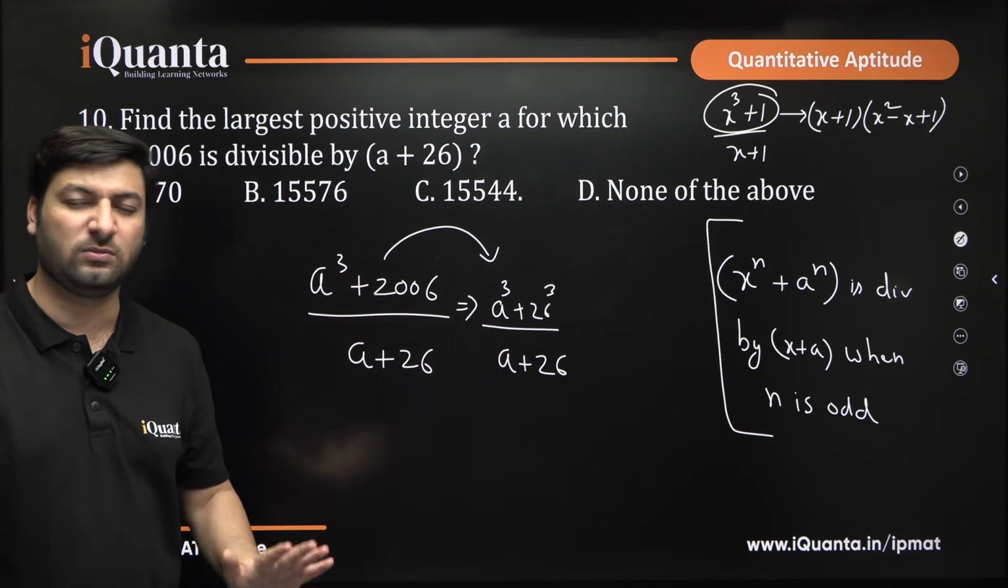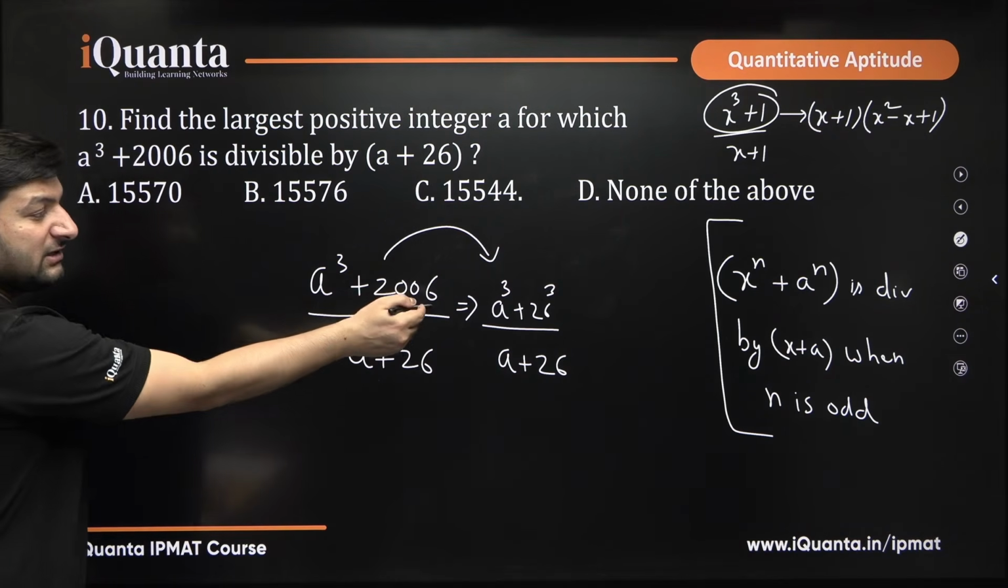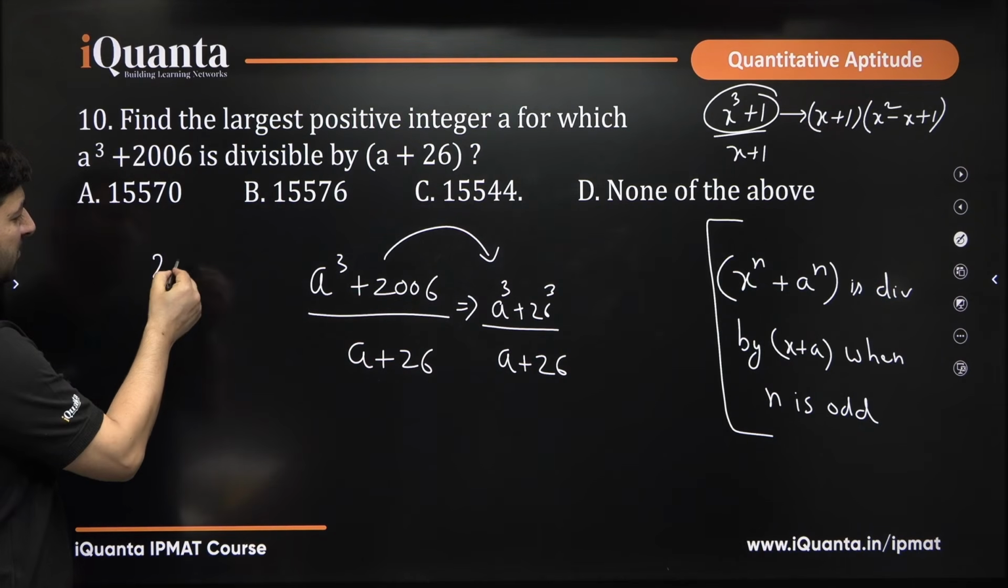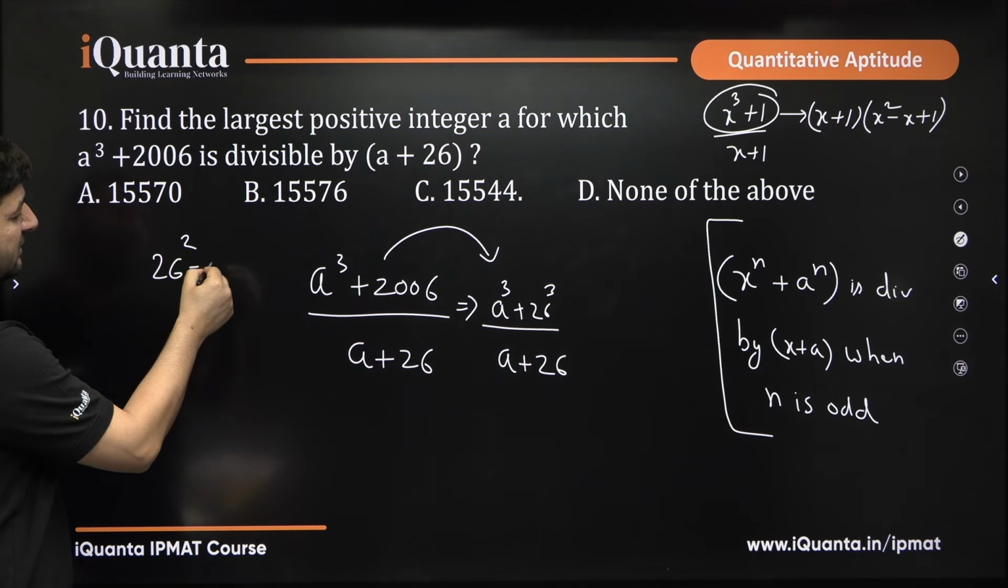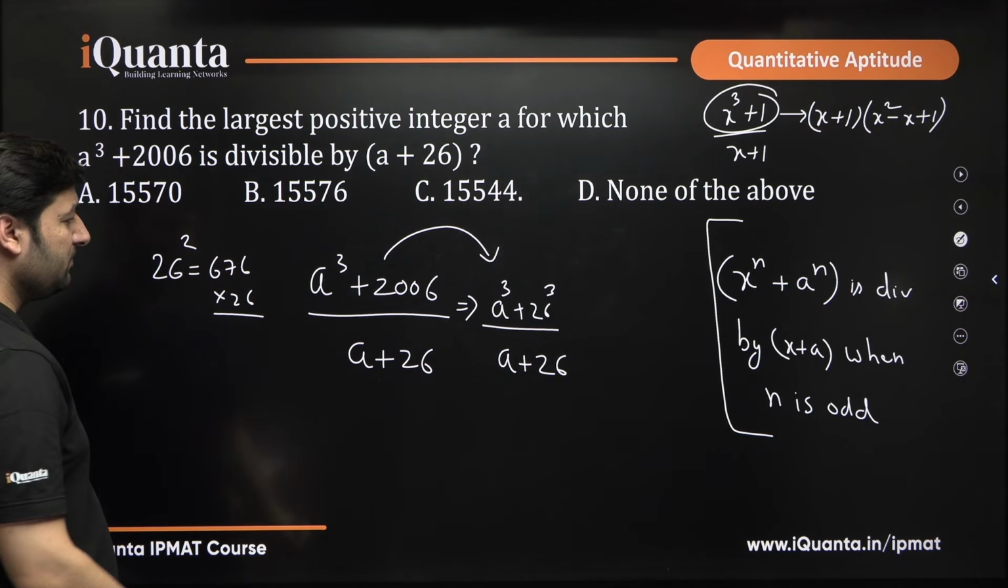Only in IPMAT Indore will you have a calculator. In Rohtak and JIPMAT you do not have a calculator, okay. So if it comes in, say, the Rohtak exam, then you don't have a calculator and you have to remember the squares, yes or no. 26 square is what? 676. So you can quickly multiply this with 6, yes or no.